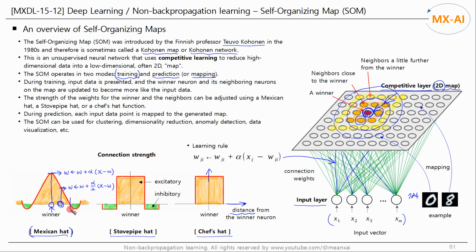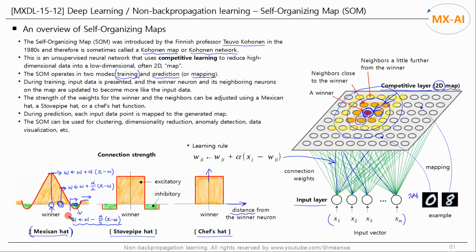When the distance away from the winner is larger than a certain distance, the value of the adjusted weight is negative. For example, the weights could be updated like this. Then, these neurons are inhibited from being activated. Then, if we go on farther, the strength increases slightly again, becoming positive. It is said that the human brain learns in this way.